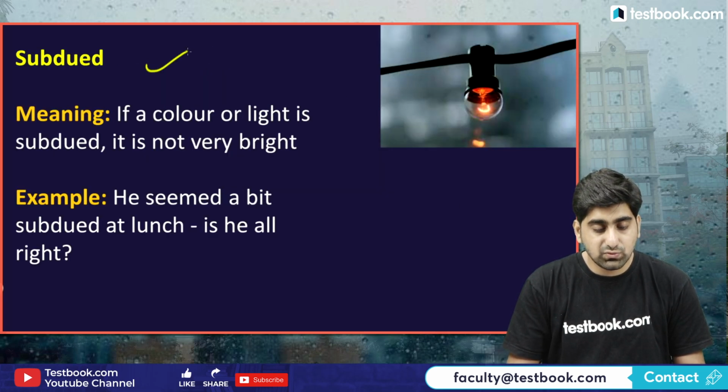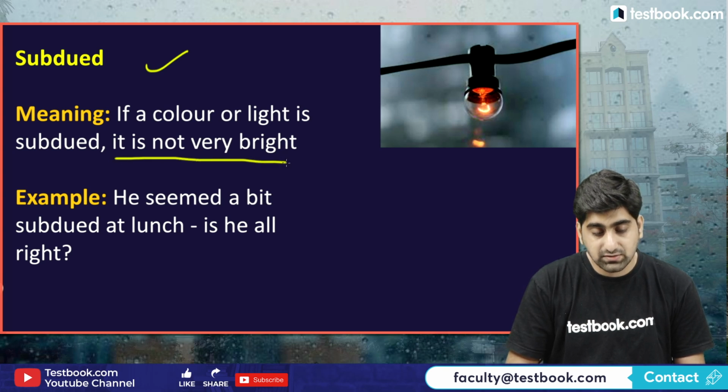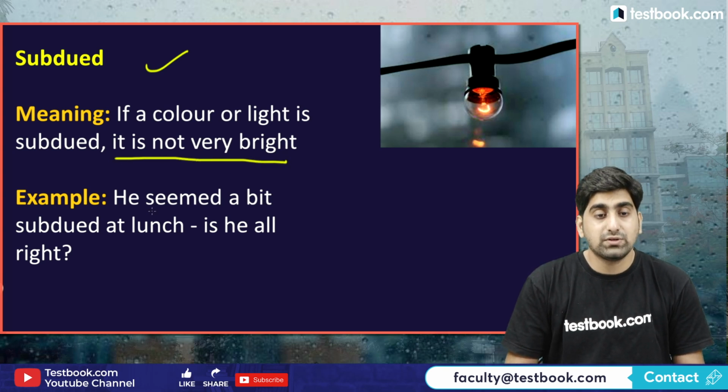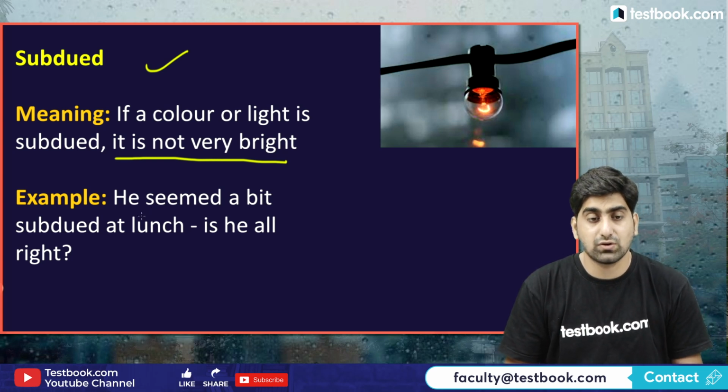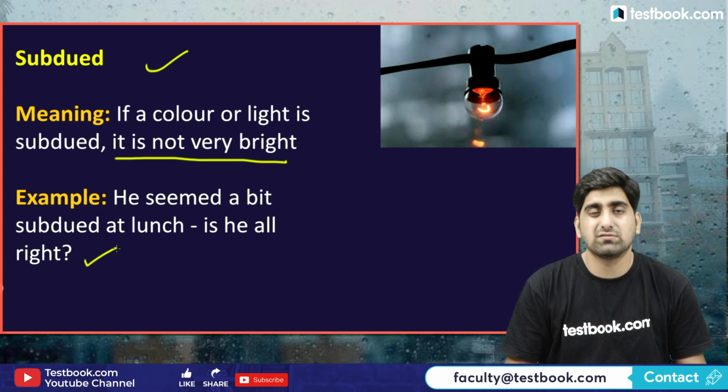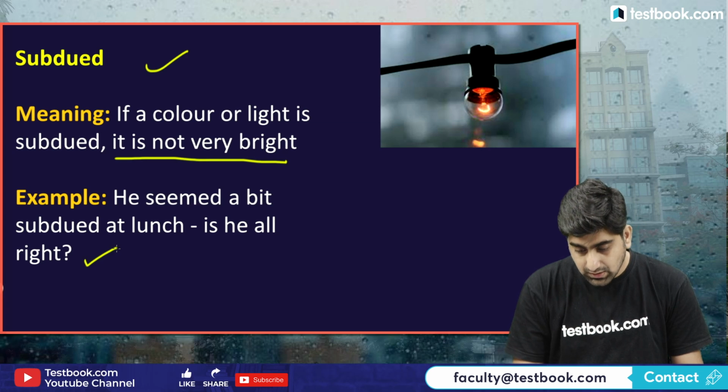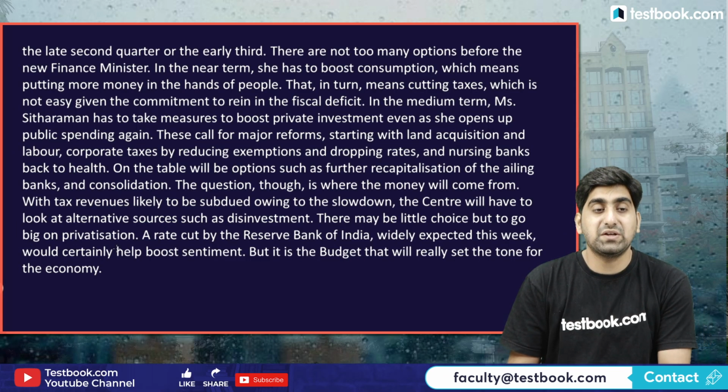That refers to if a color or light is subdued, it is not very bright, something that is dull. So he seemed a bit subdued. He seems to be dull at lunch. He is all right. Is he all right? So आप देख सकते हैं when someone is down, so it is subdued. And now the remaining part is the late second quarter of the early third.